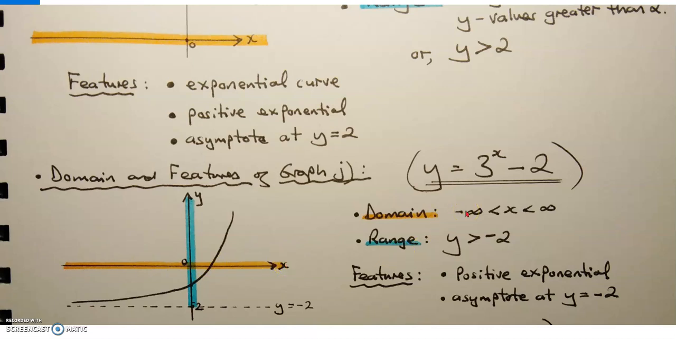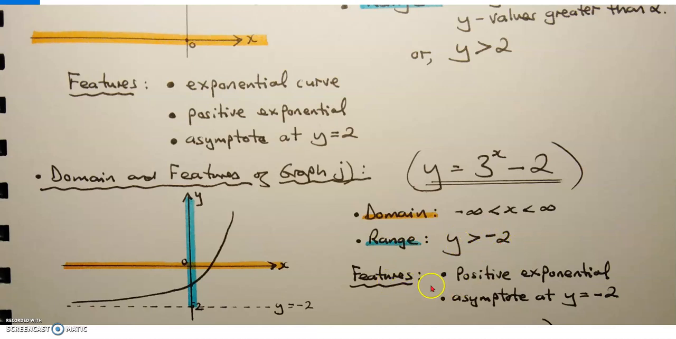So again, we can say that minus infinity is less than x, which is less than infinity. And the range, this time, must be for any y value greater than minus 2. There it is along there. In other words, this curve, which cannot go below this asymptote of y equals minus 2, does not exist for negative values of y. So it only exists for values of y which are above this -2. So we say for the range, y has to be greater than -2.